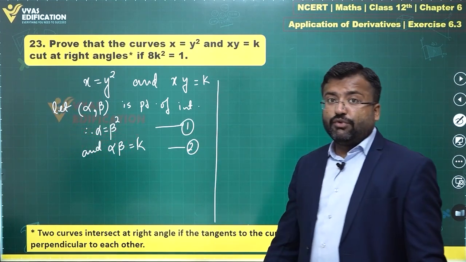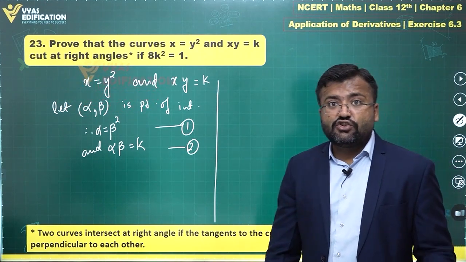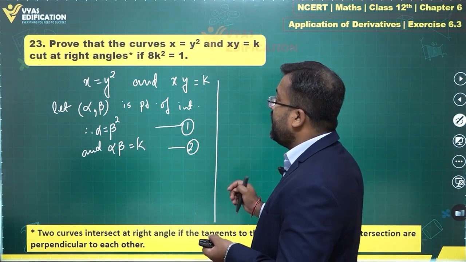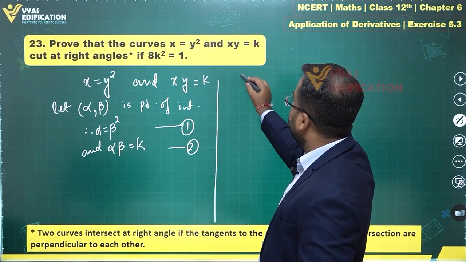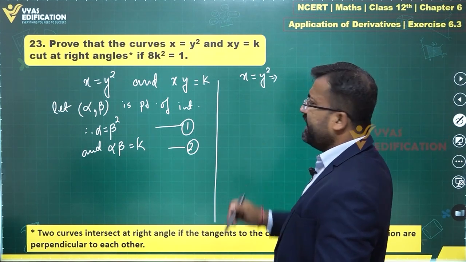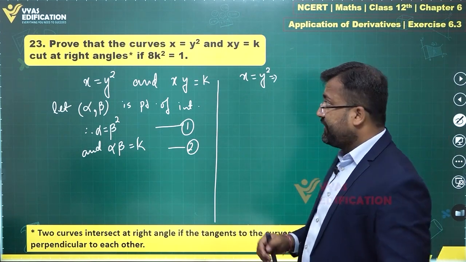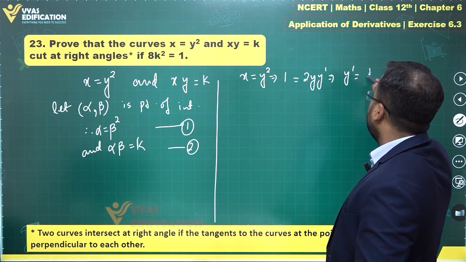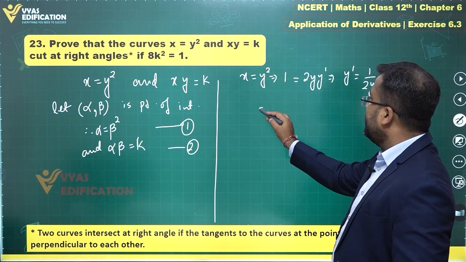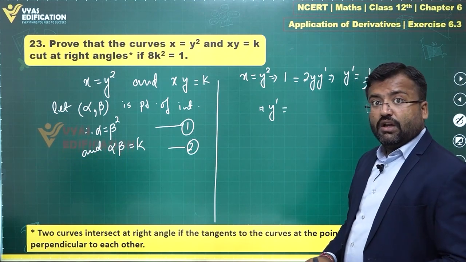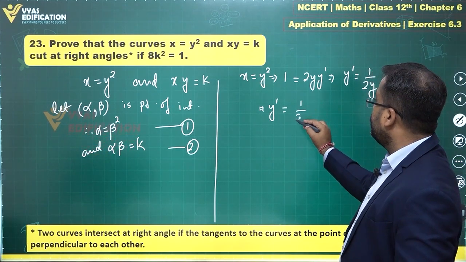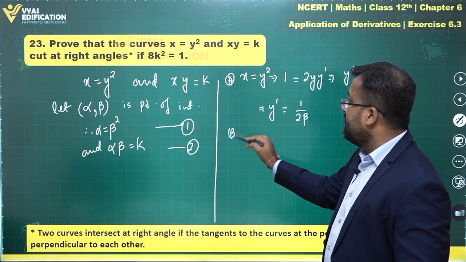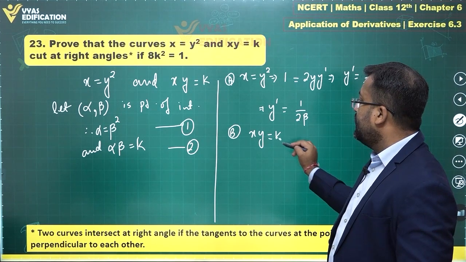Okay, and we have to prove that these intersect at right angles. So for that we'll have to find the slope, that is the derivative at this point alpha comma beta. Differentiating the first one, x is equal to y square, with respect to x, this will tell me 1 equals 2y y prime, which gives me y prime is equal to 1 upon 2y. And this further tells me this slope will be equal to 1 upon 2 beta.